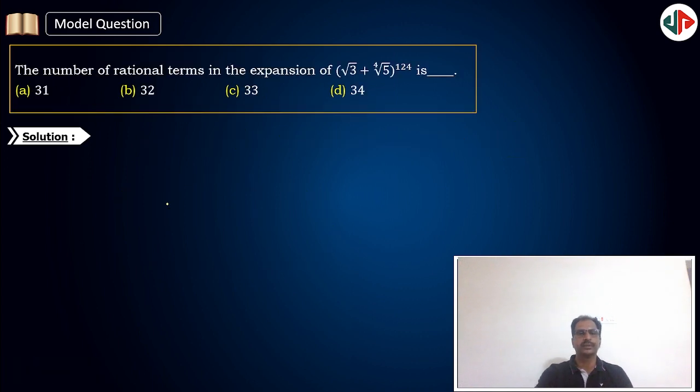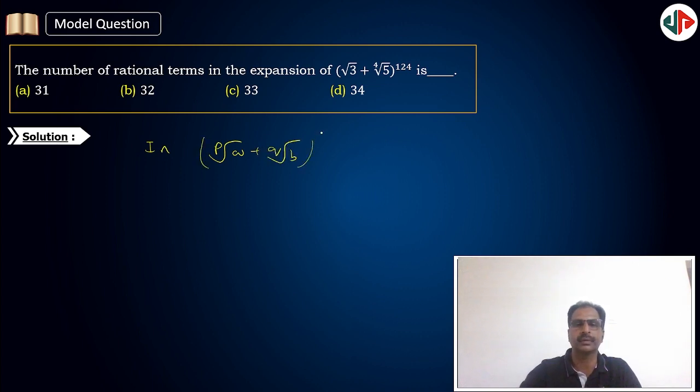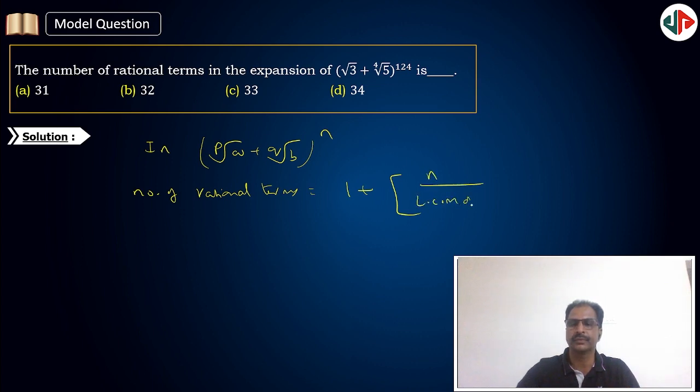Change it. Next, the number of rational terms in the expansion of (root 3 plus 4 root 5) whole power 124. There is a shortcut formula for this. In the expansion of (p root a plus q root b) whole power n, the number of rational terms formula is like this: 1 plus step of n by LCM of p and q.